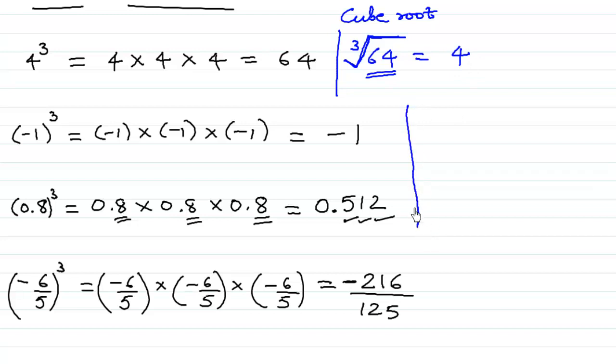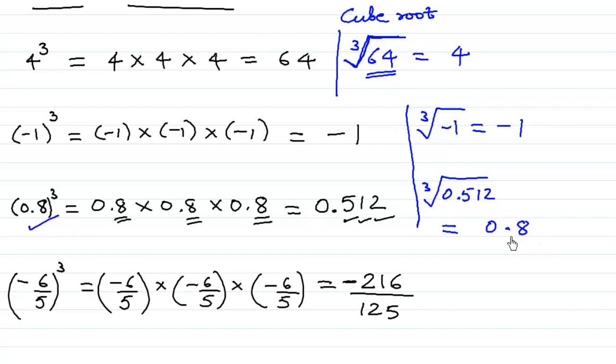In the very same manner, what is the cube root of negative 1? The cube root of negative 1 is negative 1. So remember, the cube root of a negative number is also negative. Similarly, what is the cube root of 0.512? The answer to that is 0.8.